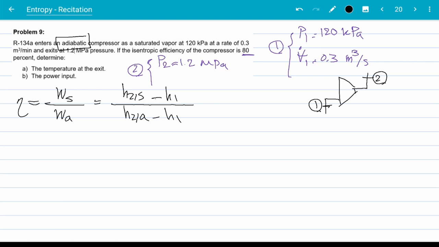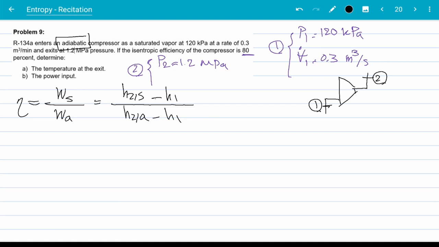The exit has two scenarios. The first scenario is the actual one, the one that this compressor is running. We show that with 2A. The second scenario is what would have happened if we were dealing with an ideal isentropic compressor. The exit of that compressor would be different from the compressor that we currently have. We show that with H2S. So, I know that the efficiency is 80%. I need to find all the other terms.